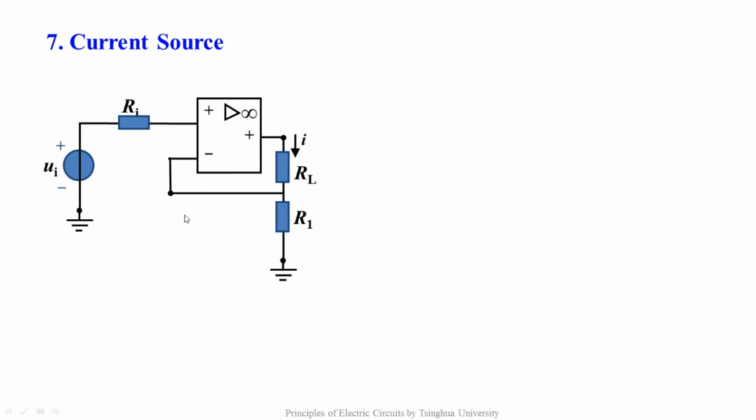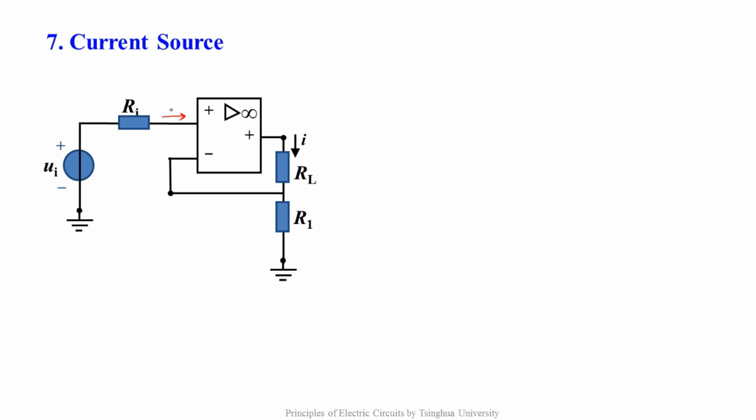As we all know, it's more difficult to get a current source and a voltage source in the real world. Now, I'll show you a current source realized by the ideal op-amp. This is the circuit. It's also a negative feedback circuit with ideal op-amp. So we can still analyze it based on op-amp's two properties, virtual short and virtual open.